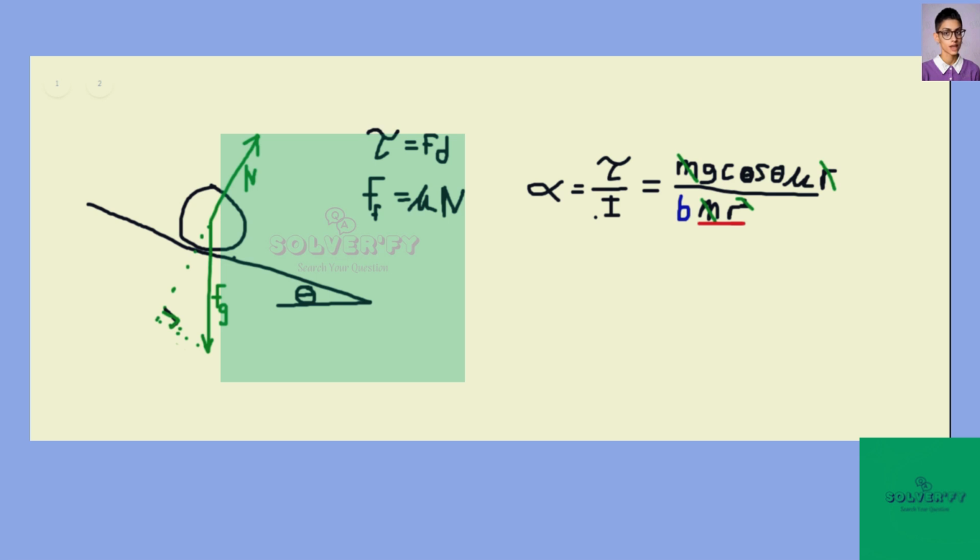So they'll have different moments of inertia, and that'll make the bowling ball harder to accelerate.